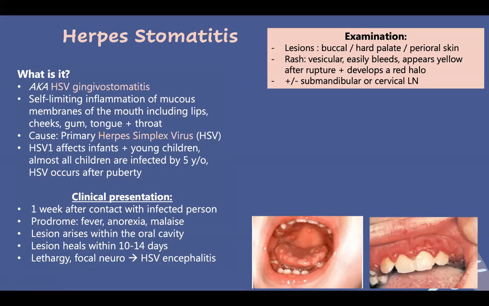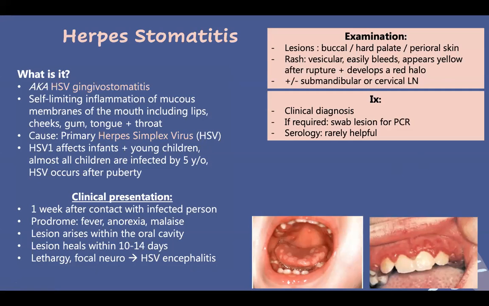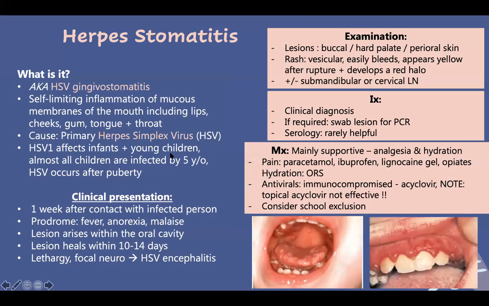So clinical presentation, they can have a prodrome, lesions arise within the oral cavity, and if you're not careful, it can lead to encephalitis. So obviously, you'll see these vesicular lesions, which are fluid-filled, inside the mouth. They have this red halo around them. And obviously, with all infections, you can get lymphadenopathy. That would be painful. Investigation, clinical, or you can swab it for PCR. Serology is really helpful in this instance.